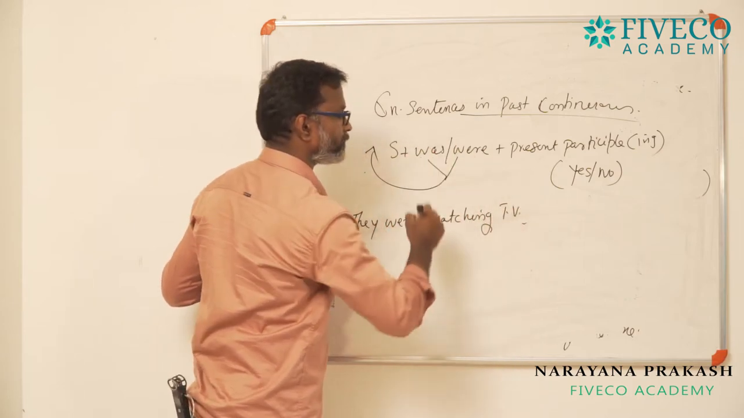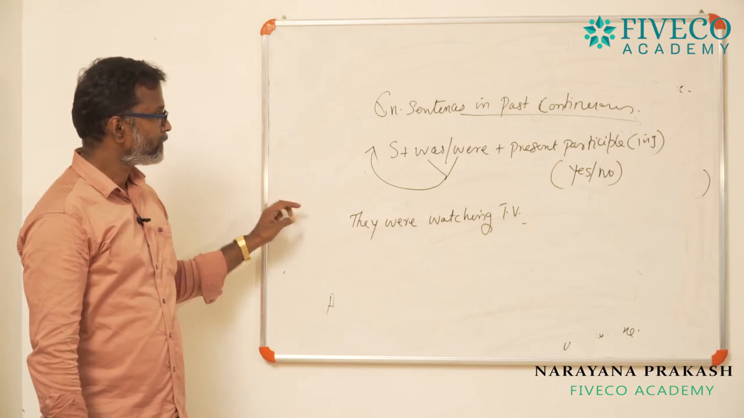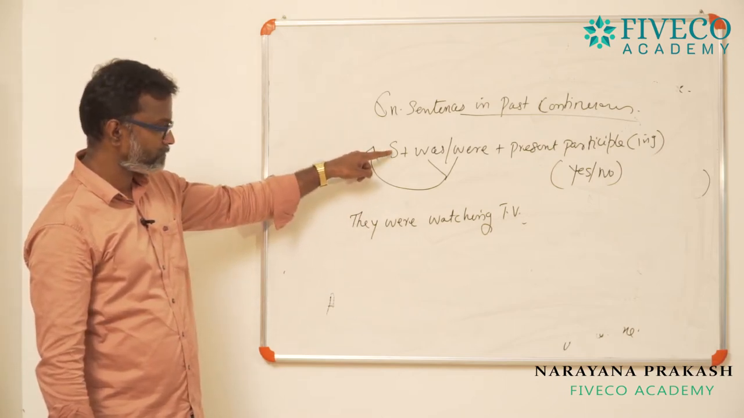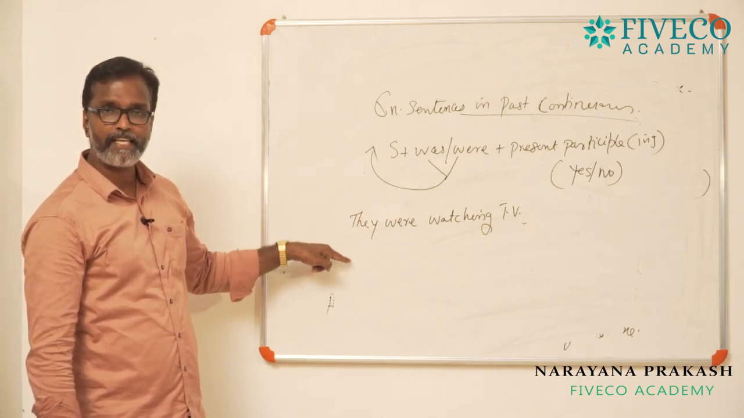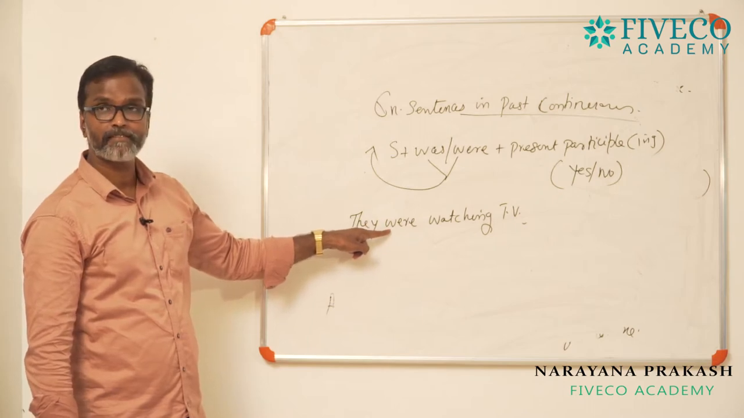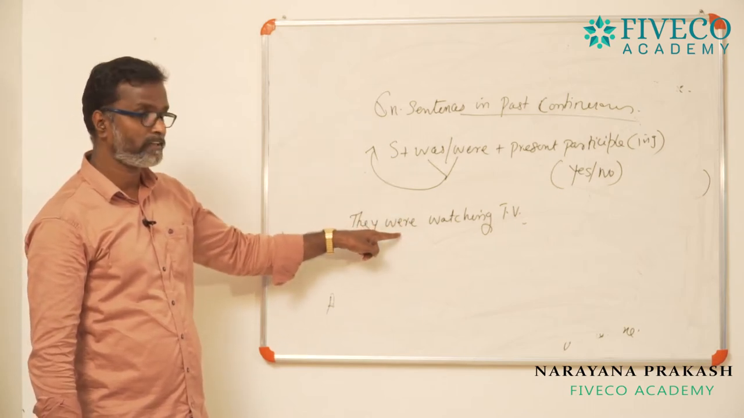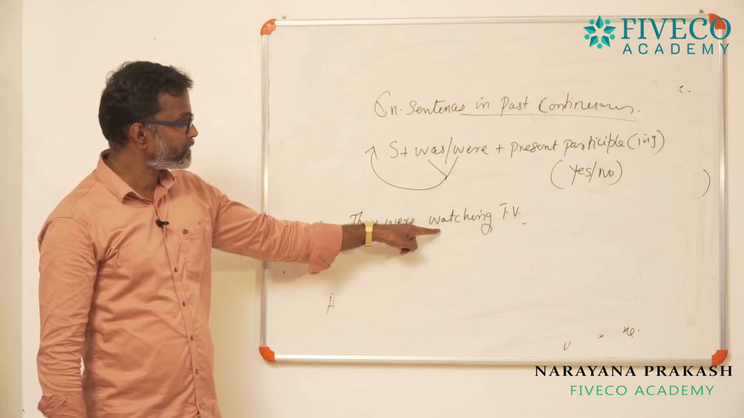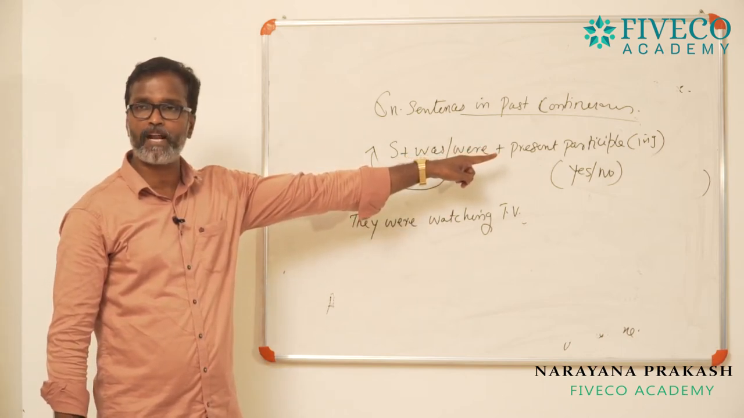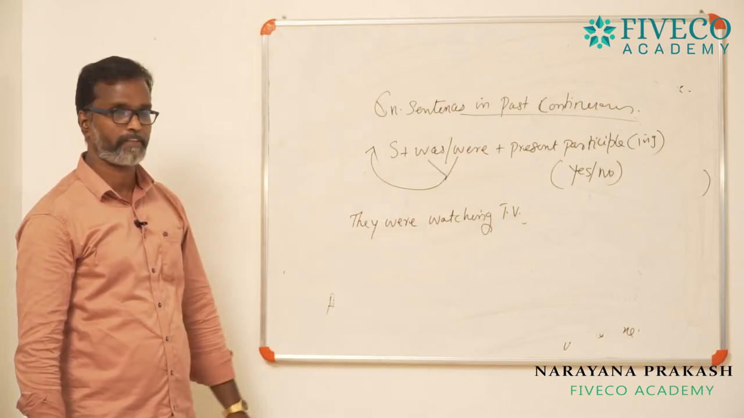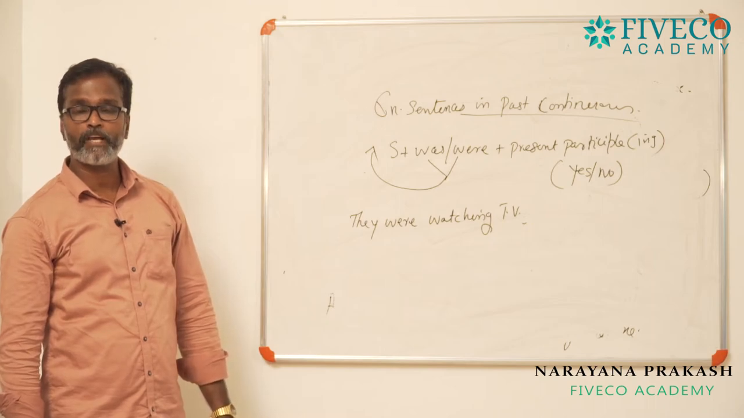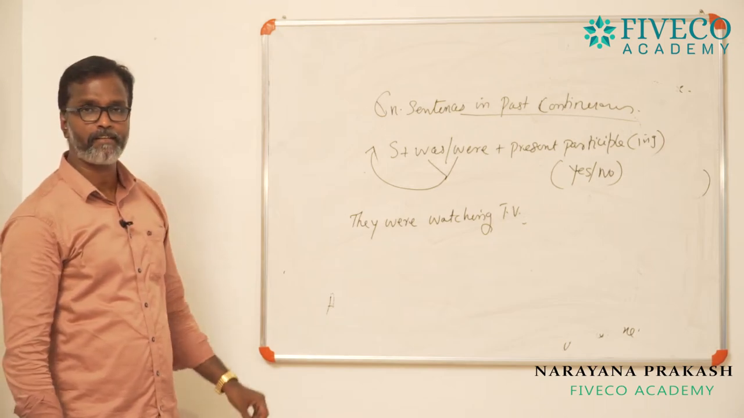They were watching TV. A common sentence. Listen, "they" is a subject, and "they" is a plural subject. That's why I used "were". And "watching" is the present participle, the -ing form. They were watching TV. And how can you make a yes or no question?